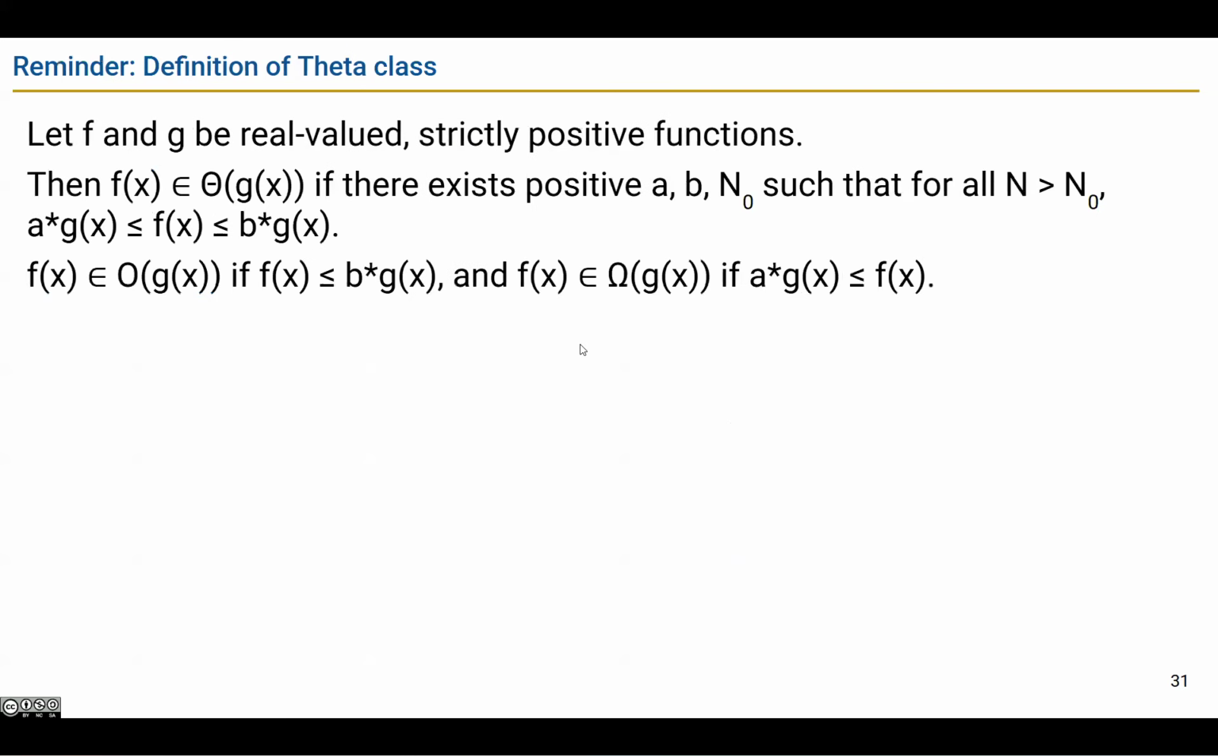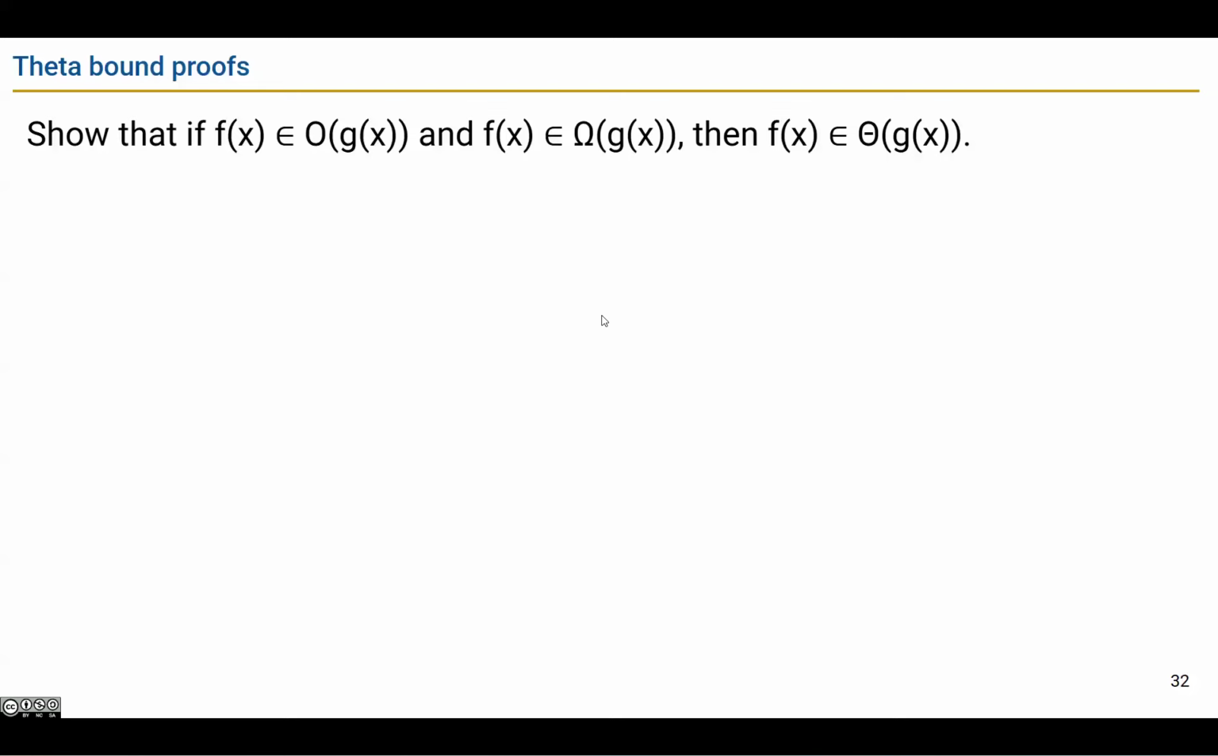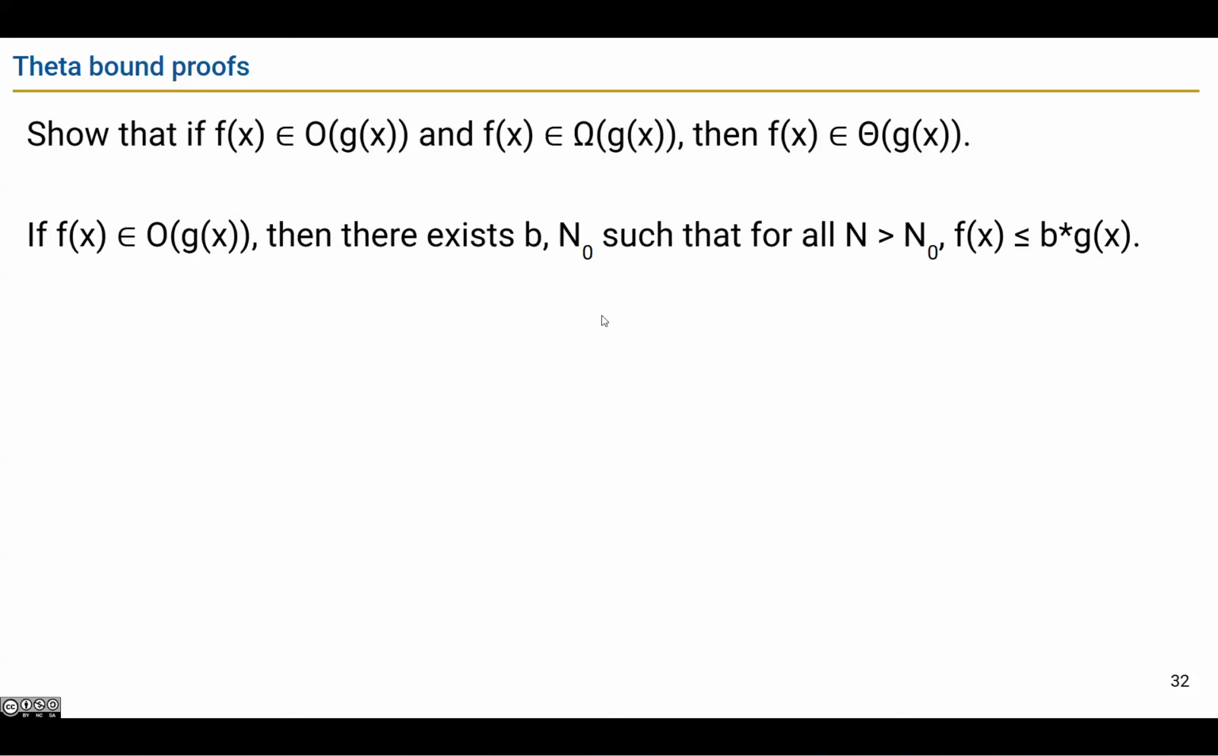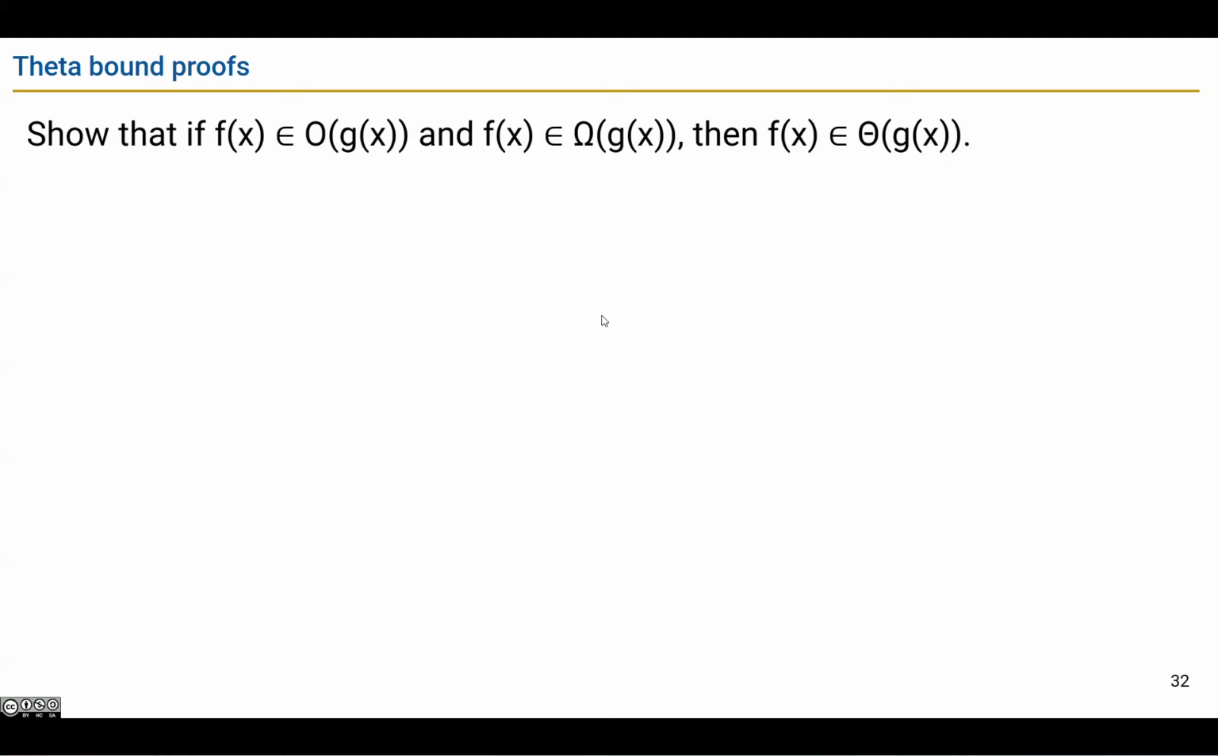So here are just the definitions again. I rewrote them here so that you have them available. And let's try and figure out some proofs. As an example, if something is O of g of x and something is omega of the same thing, then it is going to be theta of the thing. Do we agree with the statement? If something is greater than or equal to g of x and something is less than or equal to g of x, then it should be equal to g of x.